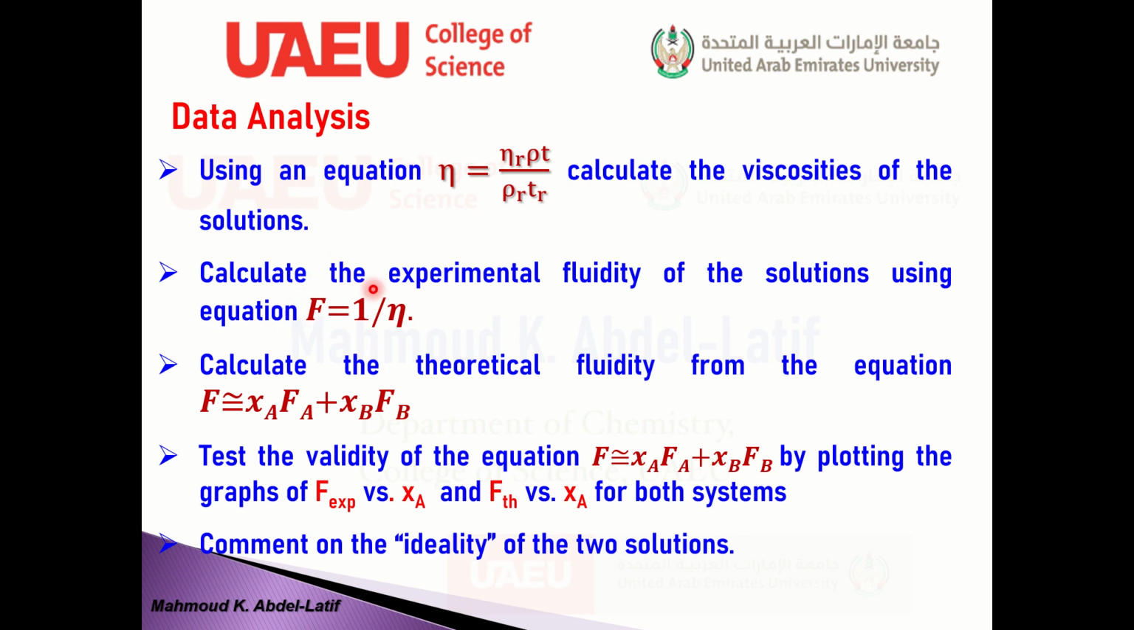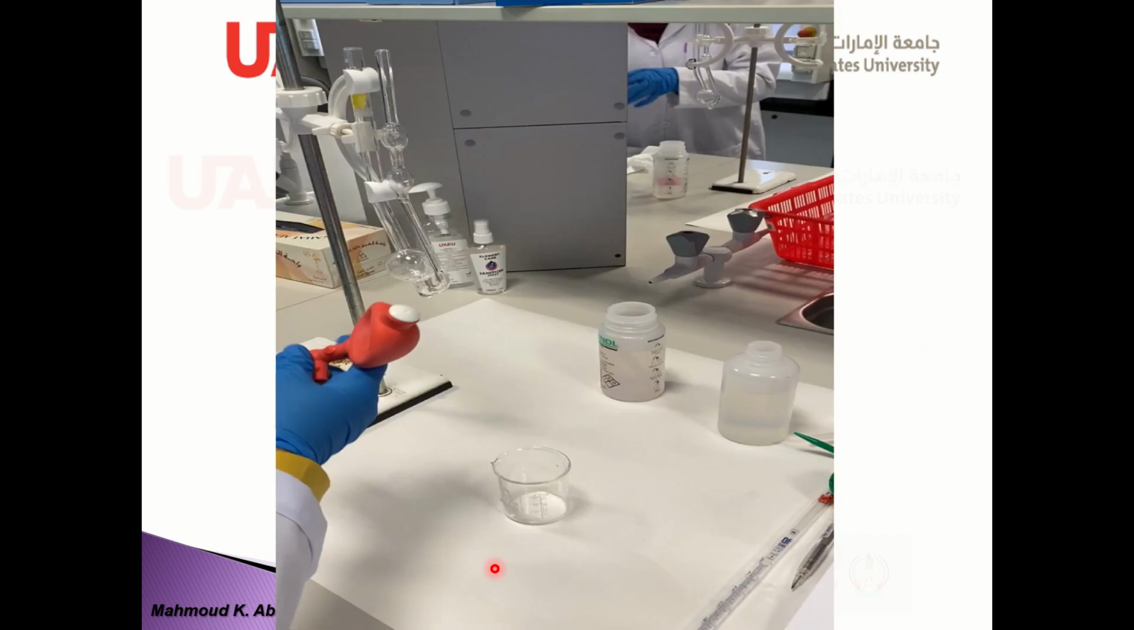That is the experimental one. For the theoretical calculation, we use this equation. You should calculate the mole fraction of A and B, and you have the pure fluidity of liquid A and liquid B, so you can calculate the theoretical fluidity of the solution and see if it behaves ideally or not. This is the validity of the equation, by plotting the experimental fluidity versus XA and theoretical fluidity versus XA, for both systems or both parts, and comment on the ideality of the two solutions.